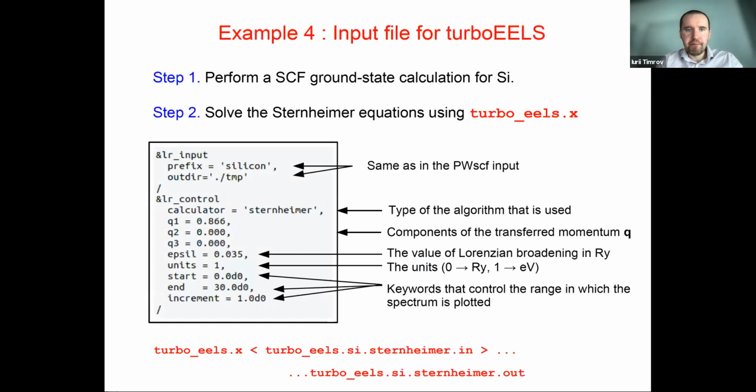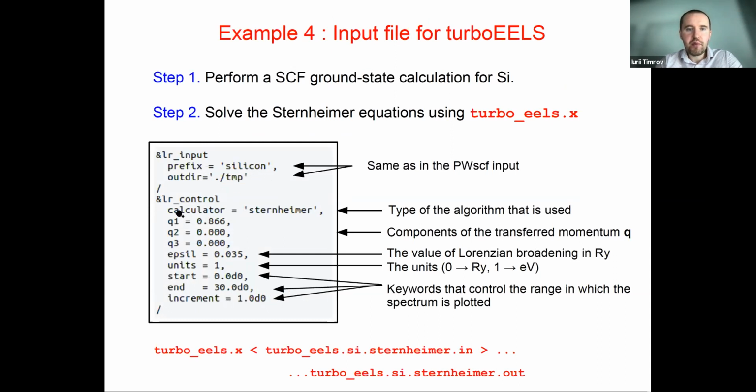Okay, so this is the input we do as usual. First, step 1, PW calculation. Step 2, turbo_eels calculation. Now we specify calculator Sternheimer instead of Lanczos. We don't have any longer the keyword itermax, so we don't have those iterations which were specific to Lanczos, and we don't have a restart option yet.